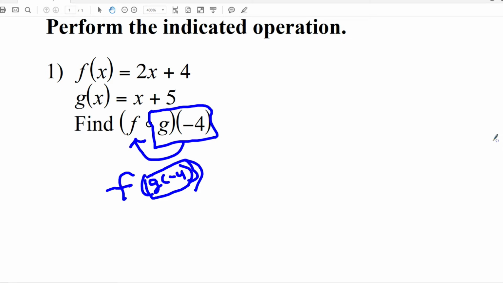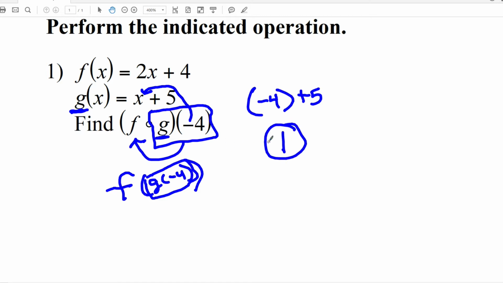With that in mind, we take this negative 4 and plug it in right there for the x in the g function. We're working in the g function right here. So we have parentheses, negative 4, parentheses, plus 5. Negative 4 plus 5 is 1. And so that's what g of negative 4 is.